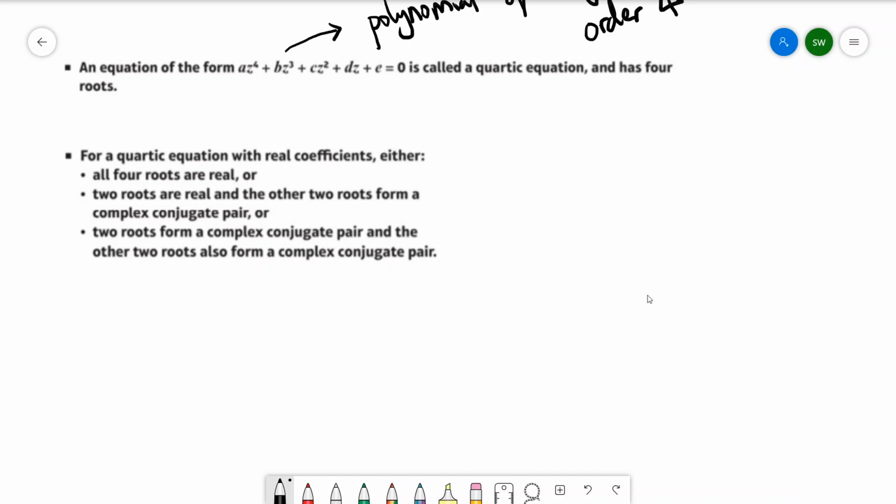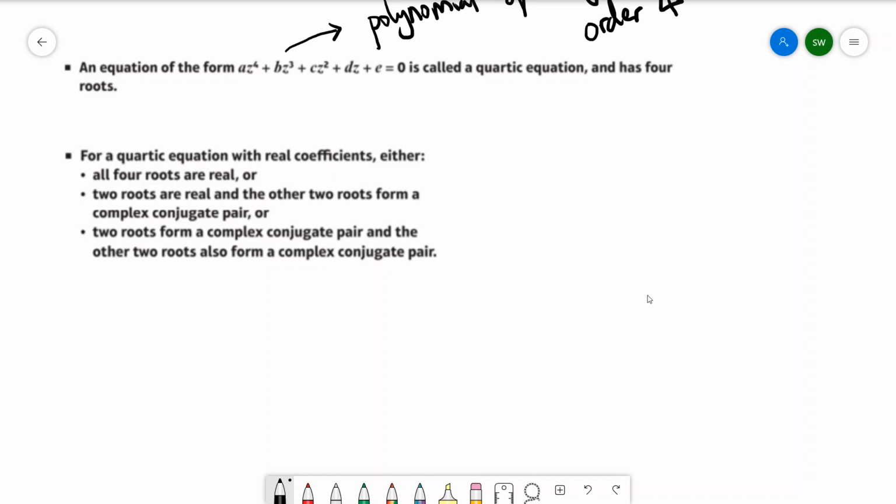A polynomial of degree 4 has no more than 4 distinct roots. So the possibilities are that all four of the roots are real, and within that you could have some repeated roots, just like you would with a cubic. If you've got a non-real root, then as long as the coefficients A, B, C and D are real, you're going to have a complex conjugate pair.